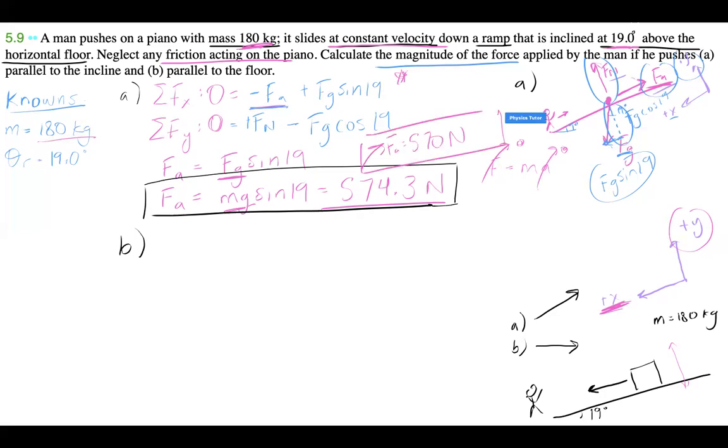Okay, now for B. What happens if the man is pushing parallel to the floor? So what is going to be the force then? We're just going to call this force FB, right? Let's do it in orange. Let's just call that FB. And again, we're going to go ahead and draw a force body diagram.